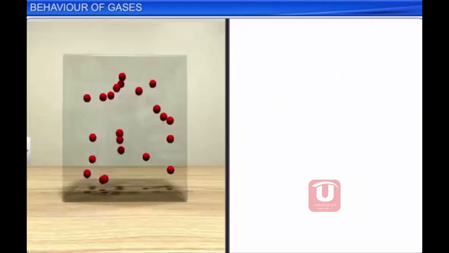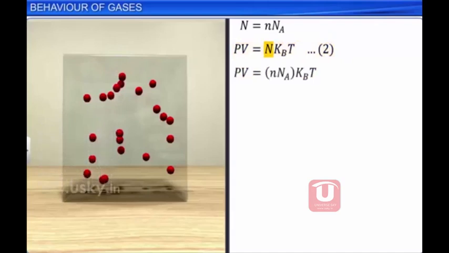Substituting the equation N = n Na in equation 2, PV = N Kb T, we get PV = n Na Kb T. Upon rewriting the terms of the equation, we get PV = n (Na Kb) T, which can be written as PV = nRT. Let this be equation 3.